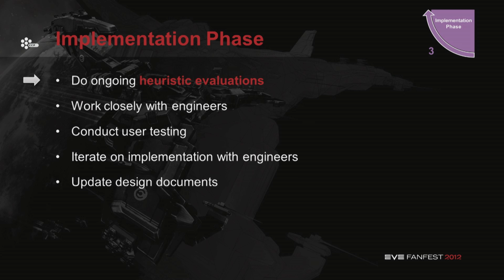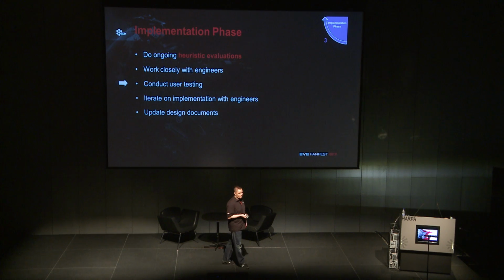And then we move into the implementation phase. And there we do heuristic evaluations, which I'm going to explain in the next slide a little bit more. And we work closely with the engineers. So the engineers and the designers are really co-designing and co-implementing. And as soon as we have something implemented, we want to try it out on users. And we want to see how the users react to it. We want to observe how they do things, and if there's something wrong, we actually see it with our own eyes, and then we know what to do to fix it.